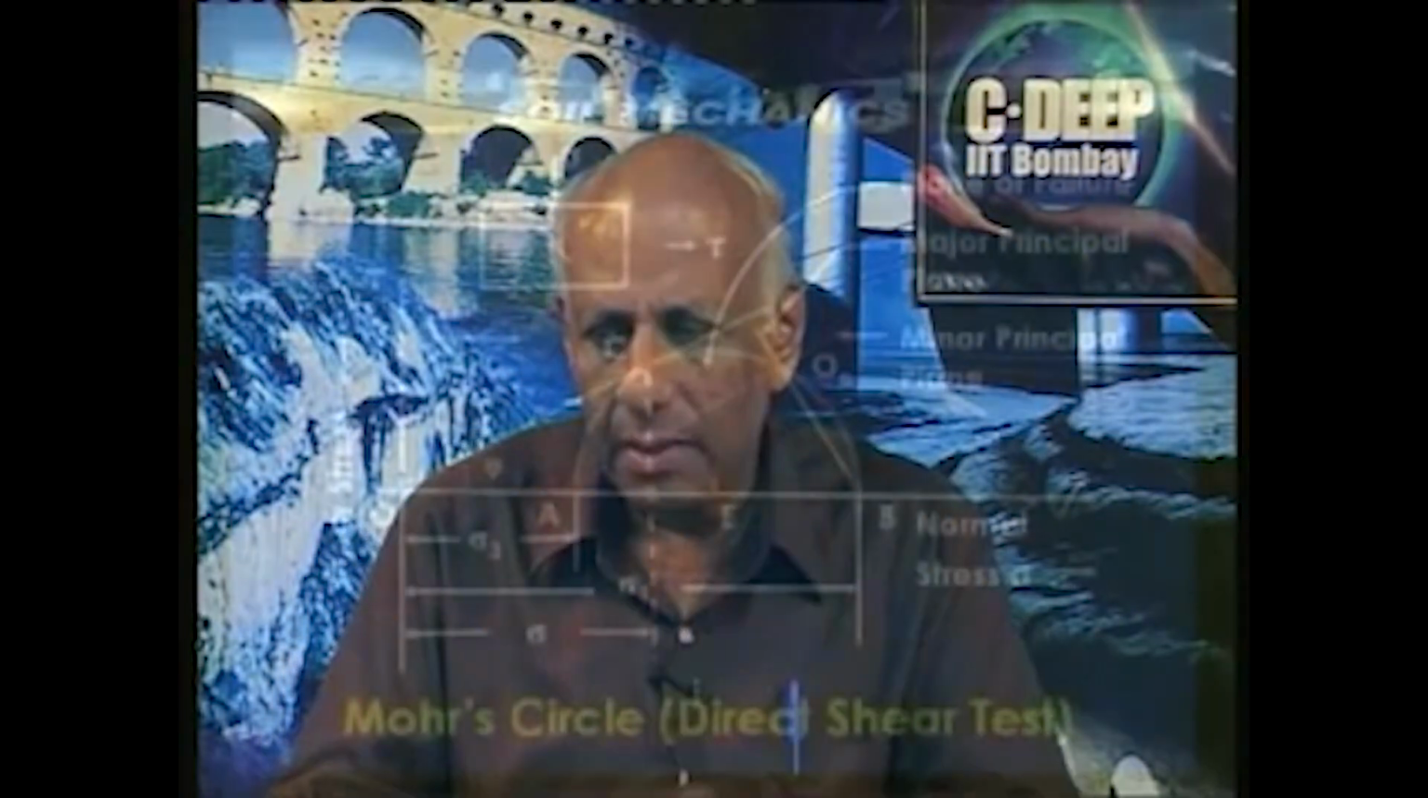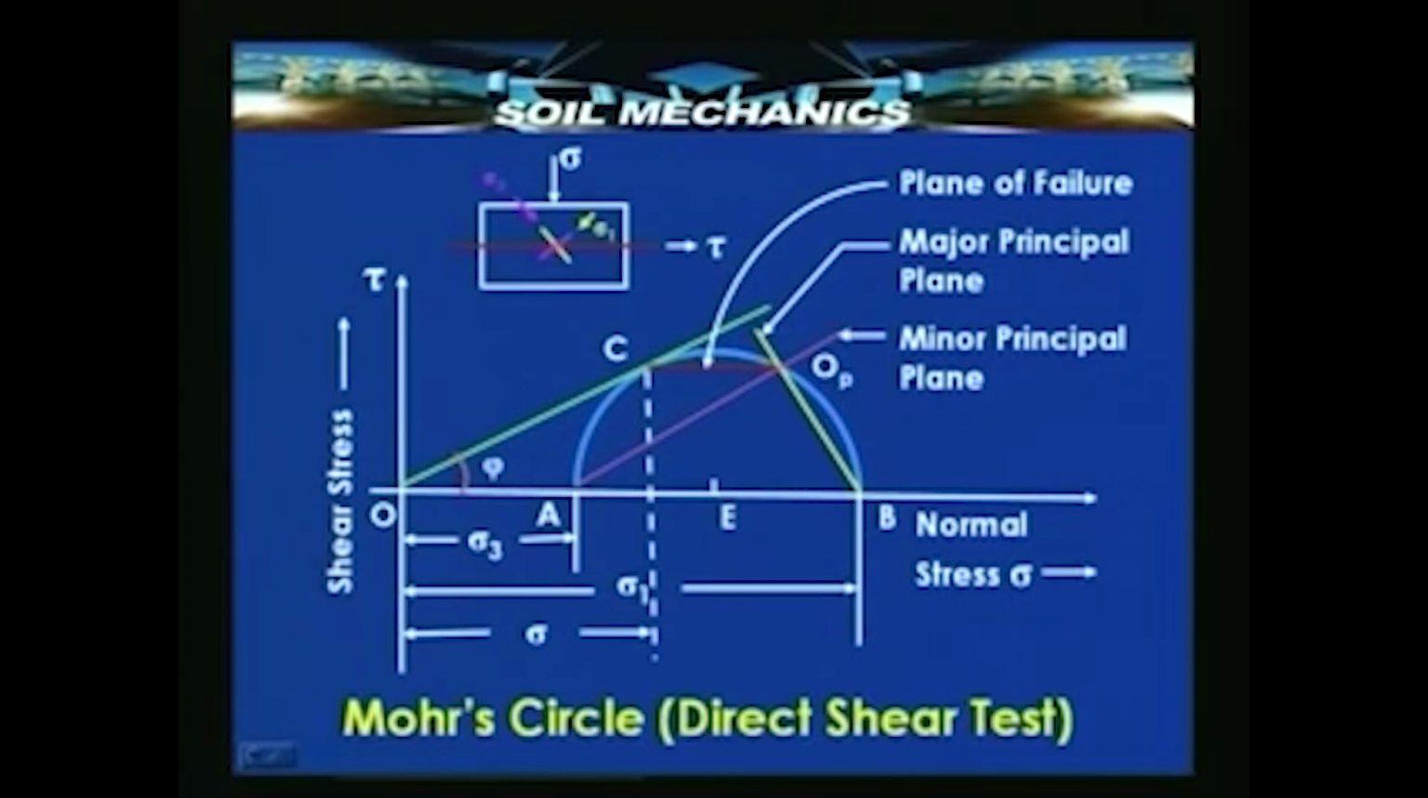So, let us take the example of some determination of important stresses using the Mohr circle in a direct shear test. We have the normal stress, we have the shear stress, the two axes typical of a Mohr circle. Suppose we have the sigma and tau values at failure, then sigma tau values at failure will belong to a point C typically as shown here.